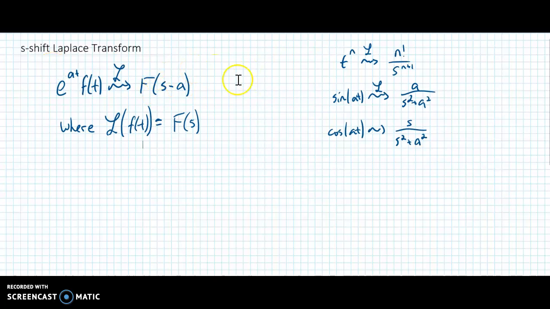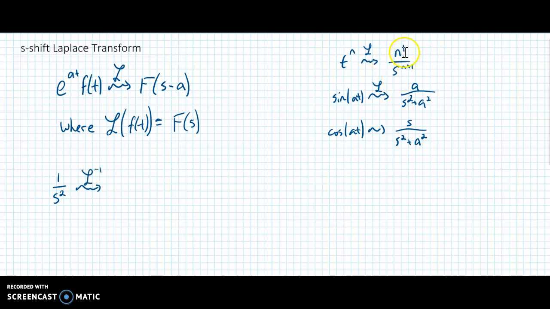So I'm not going to work out where this comes from. I'm just going to show you how to use it. So let's start by doing, and I'm doing it specifically from an inverse Laplace transform perspective. So say I've got 1 over s squared, and I want to inverse Laplace this.